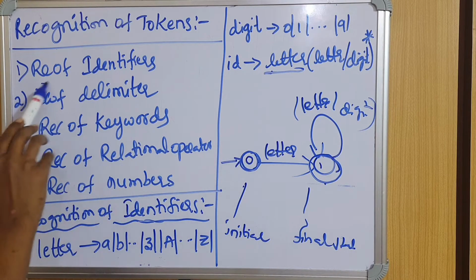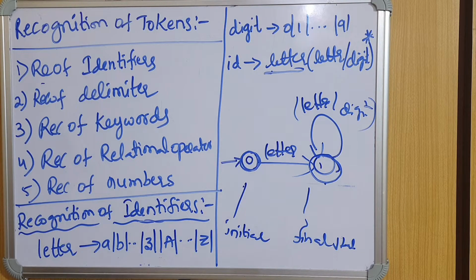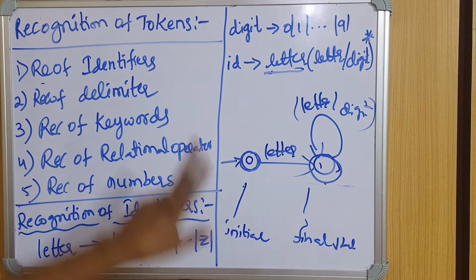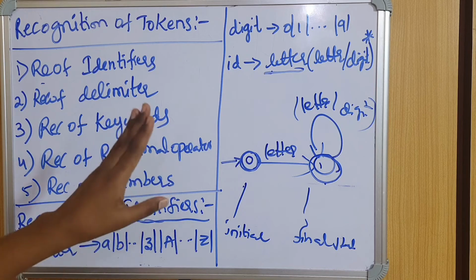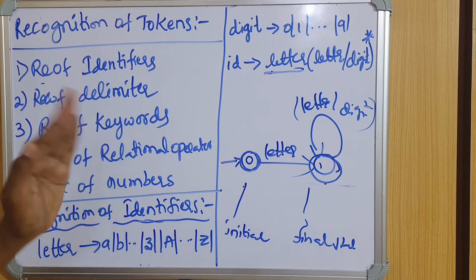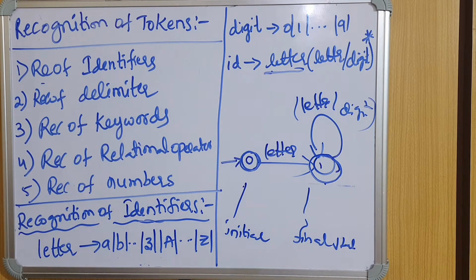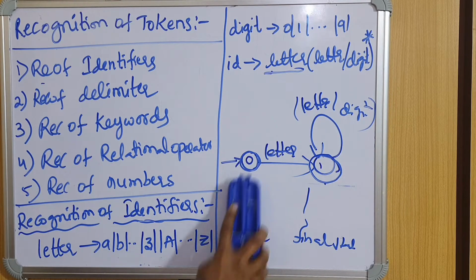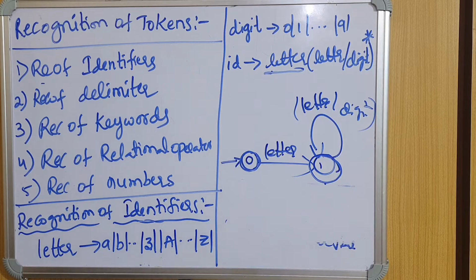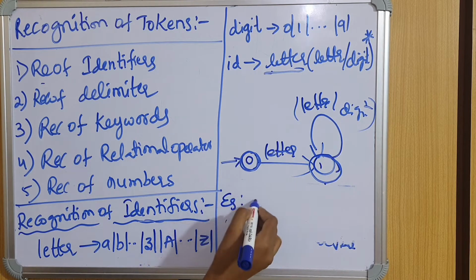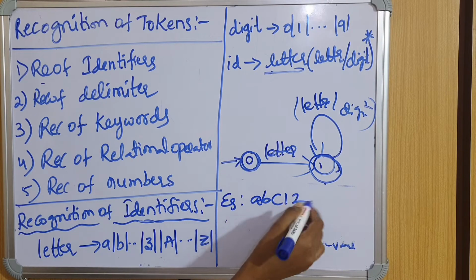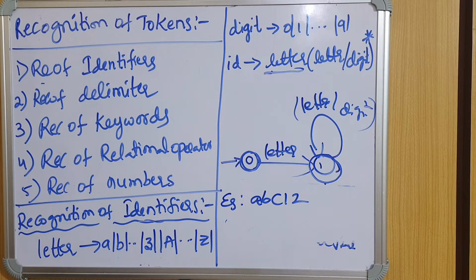Okay. So recognition of identifier, how will it be done? The identifier will consist of small a to z and capital A to Z letters, and digits 0 to 9. So what is the identifier in the form of a letter? One example you can understand easily. For example, I am taking A, B, C, 1, 2. This is my identifier.